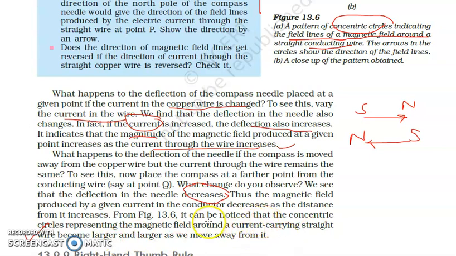Okay, so now it can be noticed that the concentric circles representing the magnetic field around the current carrying straight conductor become larger and larger as we move away from it. And why would they become larger and larger? Because in such regions the magnetic field would be getting weaker as we move away from the conductor. मतलब जैसे जैसे हम कंडक्टर से दूर जाते जाएंगे ना, फील्ड वीक होती जाएगी. अगर फील्ड वीक होती जाएगी तो उन सर्कल्स में जो डिस्टेंस है वो क्लियरली इंक्रीज होगा, it means the circles will be becoming larger and larger.